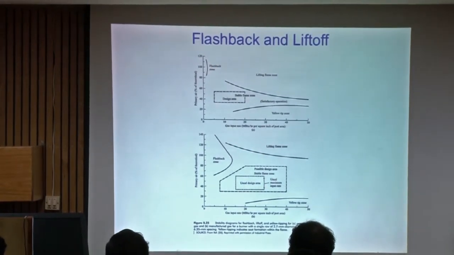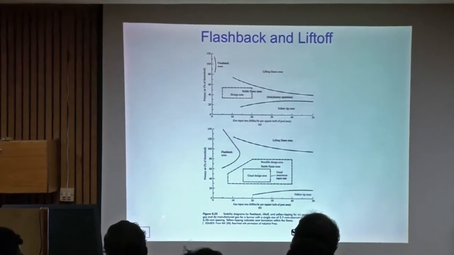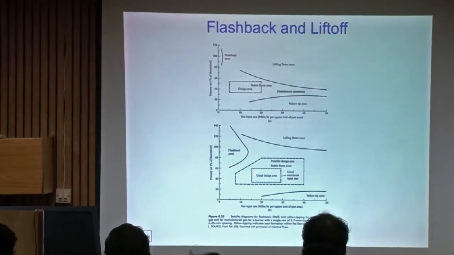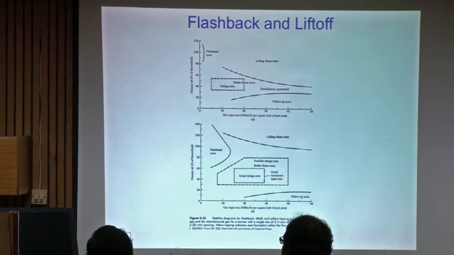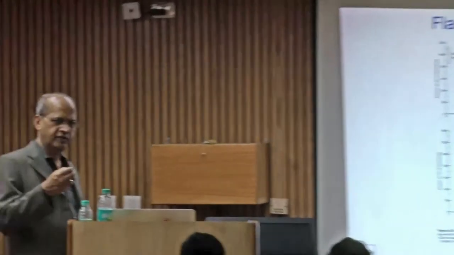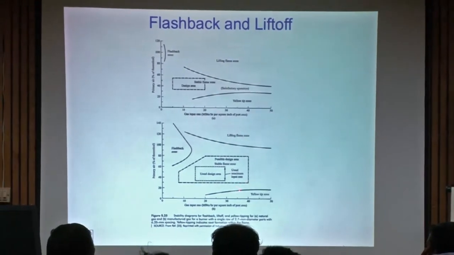Okay. So the yellow tip region has a very low amount of air. So when you have a rich mixture, you get more soot. Soot starts from the tip region. So that's the yellow tip region, and there'll be more soot after that. Above this there'll be much less soot. You go below this line, there'll be a lot of soot.